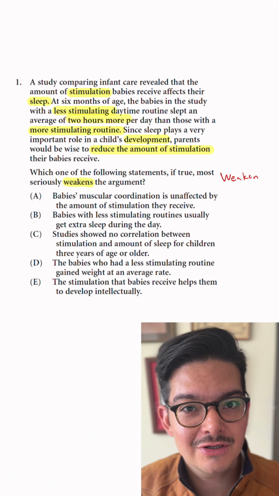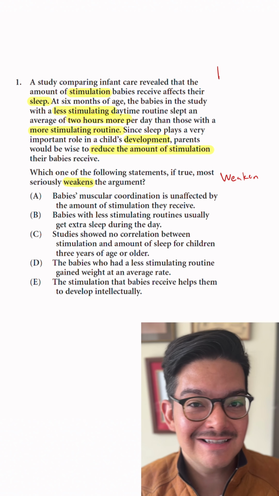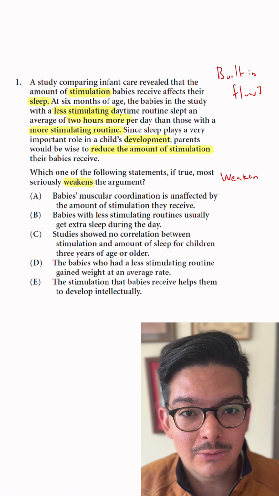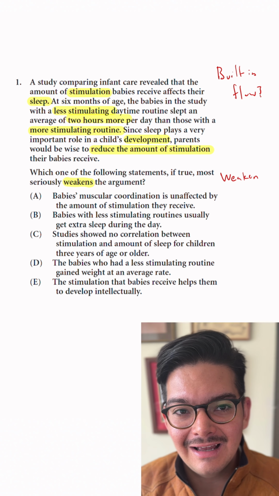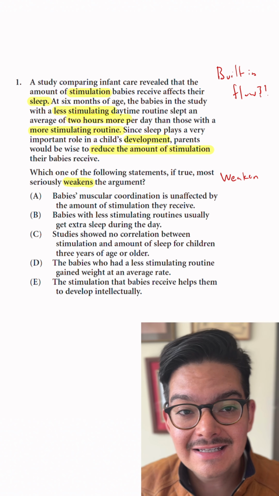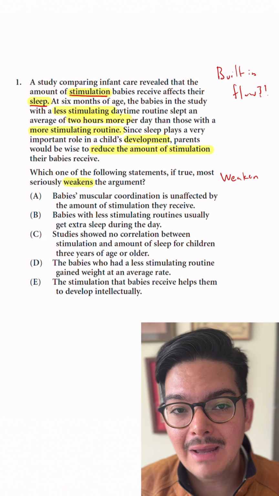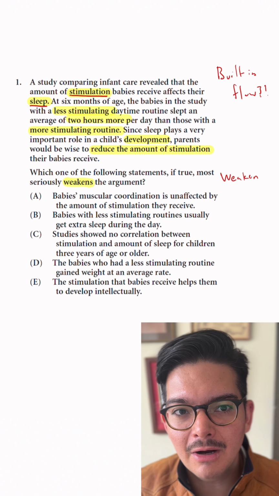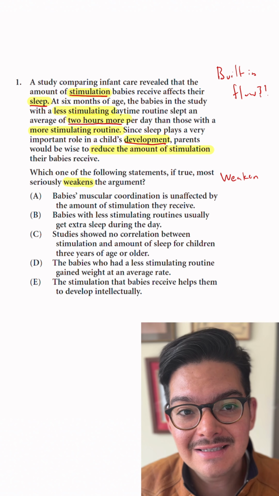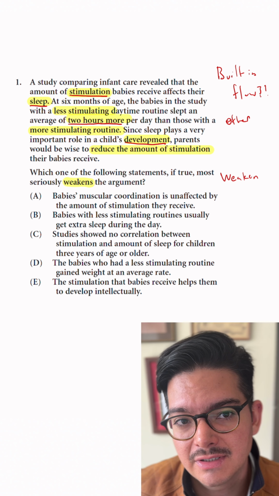A lot of weaken questions already have a built-in flaw or something that just needs to be added in order to completely destroy the argument or at least really severely weaken it. In this case, when you're reading the stimulus, some of you might have noticed that the argument assumes that stimulation only affects sleep and that more sleep automatically means better development. But what if the stimulation had a positive effect? Like, what if it helped babies develop intellectually? So with that in mind, let's go through the answer choices.